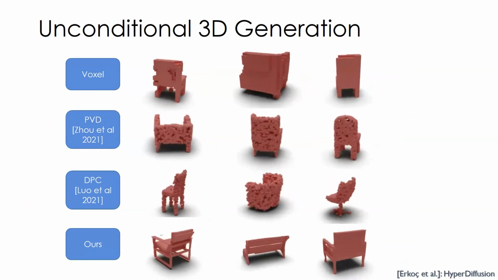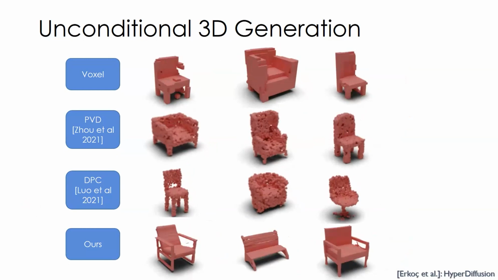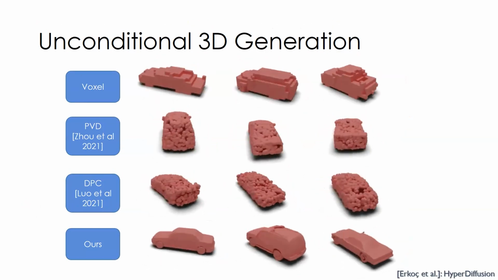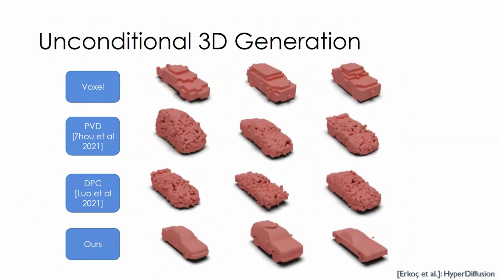And here, the same for chairs in comparison to the state-of-the-art baselines and the default voxel baseline. And finally, for cars, again, because we can leverage this compact data structure of the neural fields, we can get a nice distinction between things like the wheels of the car and the body of the car in the generated shapes.